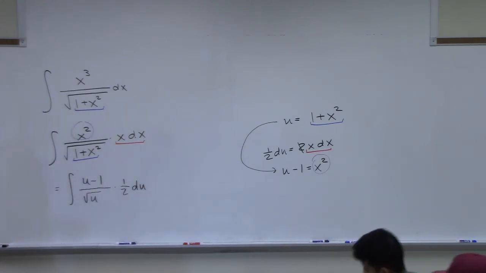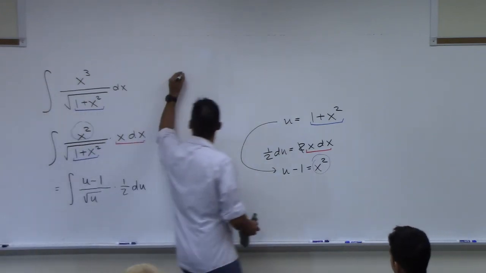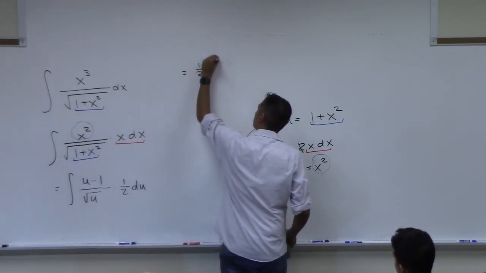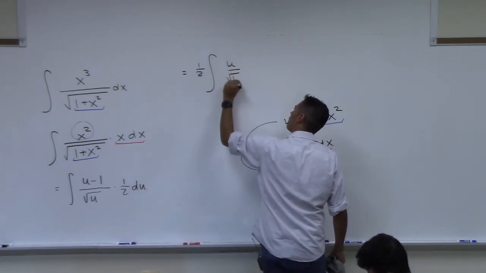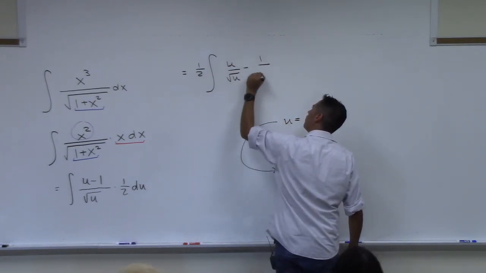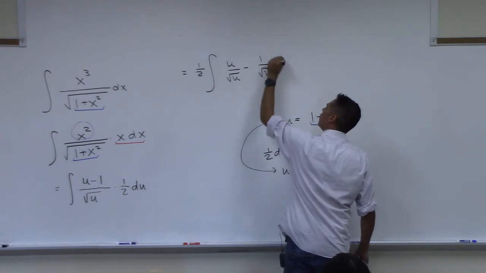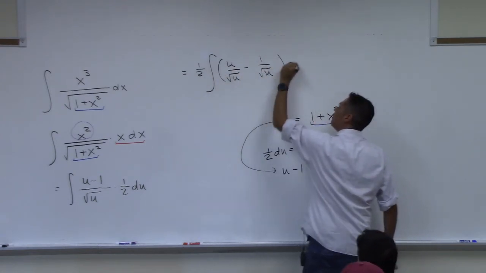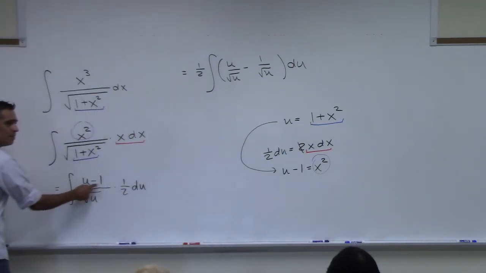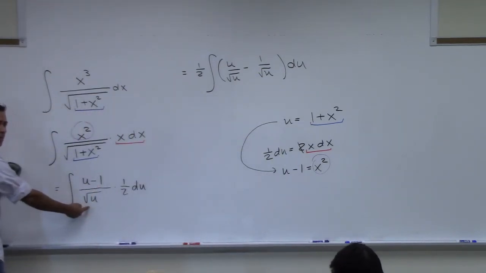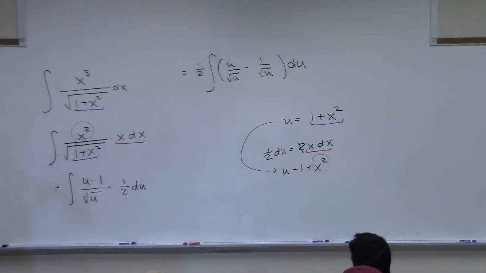And even though that looks bad, it's not. 1/2 is going to come out. Now watch. What am I doing here? Splitting it up, right? I've got 2 terms on top, 1 on the bottom. So I'm going to split it. And those are all powers of u, aren't they?